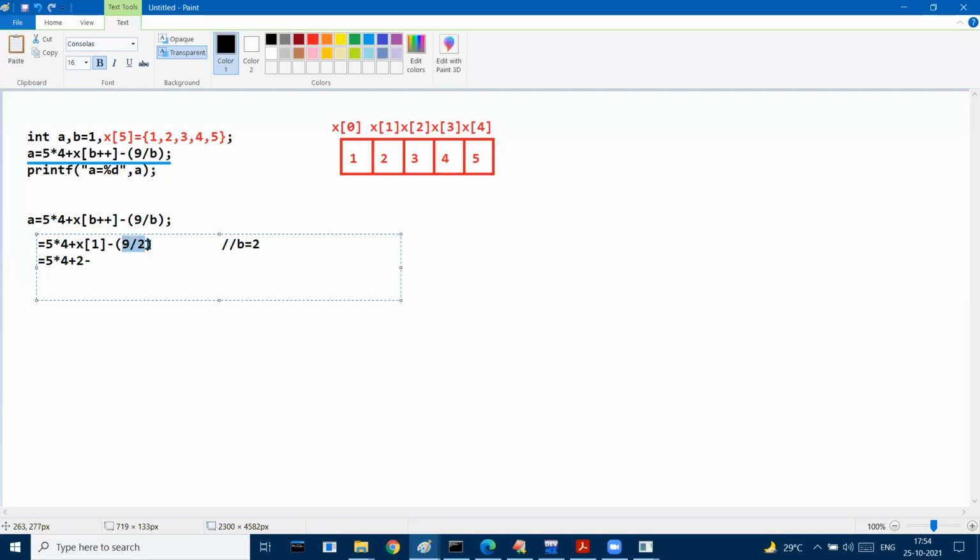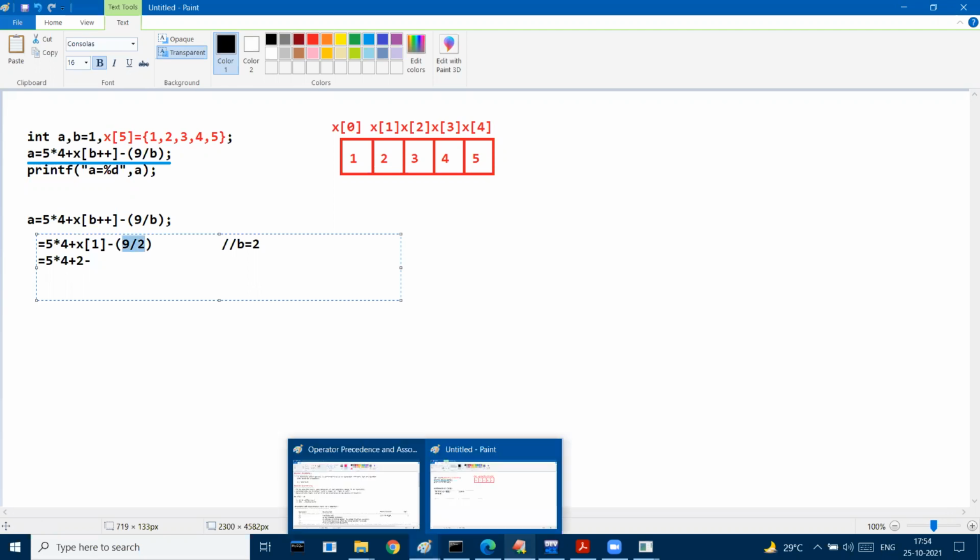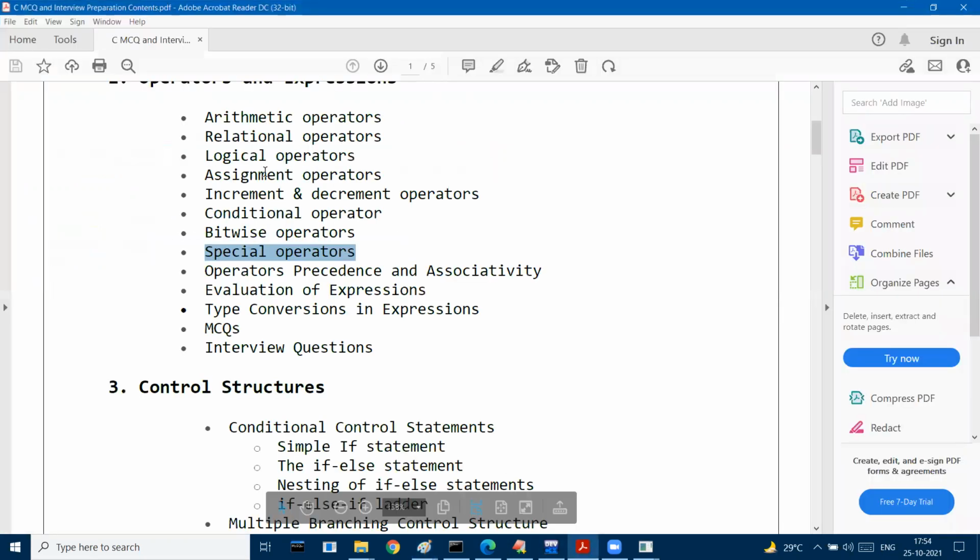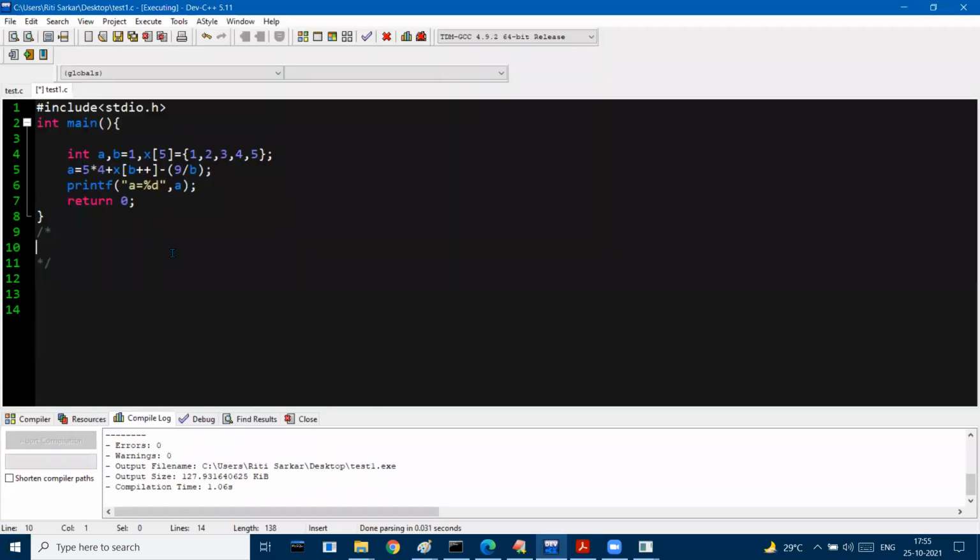Actually, how many arithmetic operators are we having? We are having 5 arithmetic operators. What are the 5 arithmetic operators? Plus, minus, multiplication, division, modular division. How many arithmetic operators are we having? Plus, minus, multiplication, division, modular division.